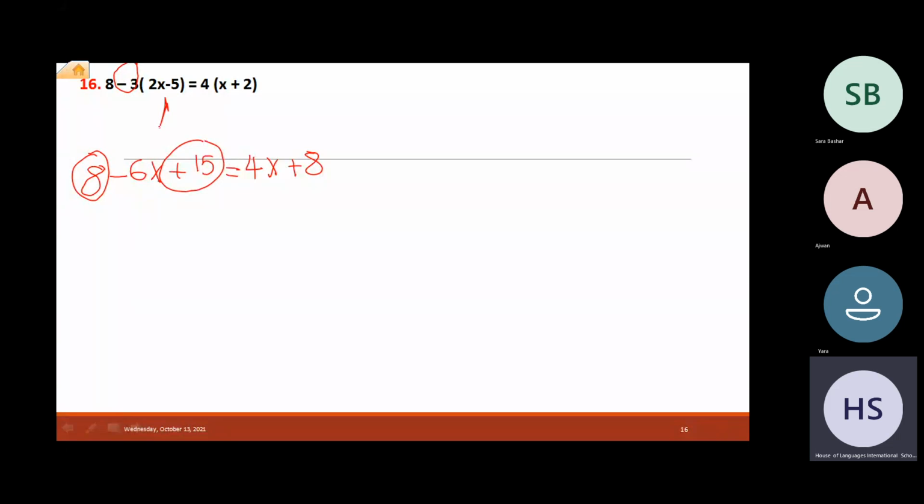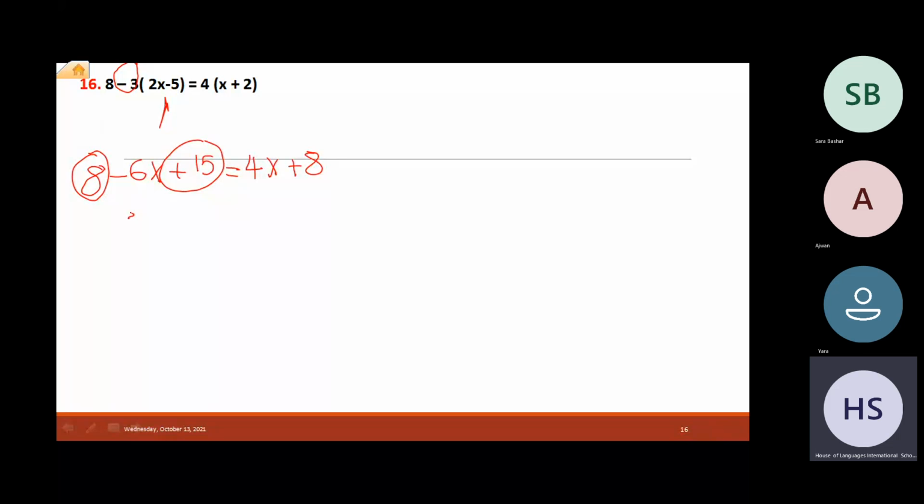Negative 3 times negative 5 is 15. I know, but after we change negative 3 with 6x. Right now we change negative 3 to negative 6x. So how did we get there? Multiply negative 3 by 2, it's negative 6x. Negative 3 by negative 5, positive 15. Distribute negative 3. Now then, 8 and 15 are like terms because they are constants.